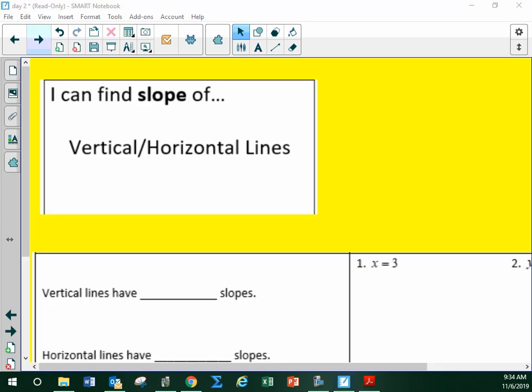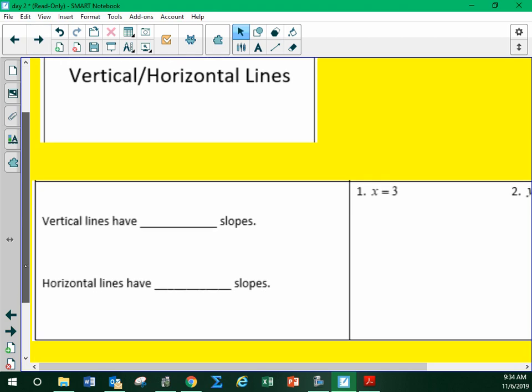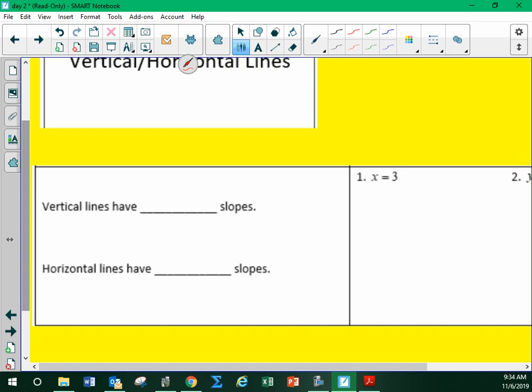Okay, so our last one here. I can find slope of vertical and horizontal lines. Open up our flap. And just a reminder, vertical lines, that's our VUDU. Vertical lines have undefined slopes. And it's an x equals equation, so like x equals some number. So automatically, as soon as you see x equals a number, you can know the slope is undefined. Every single vertical line is going to have a slope that's undefined.